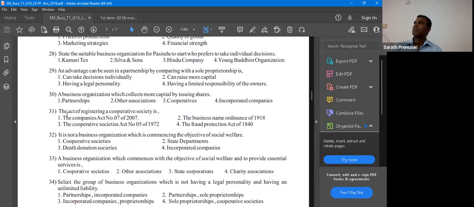31. The act of registering a cooperative society is the Cooperative Societies Act number 5 of 1972. Company registration is under a different act.